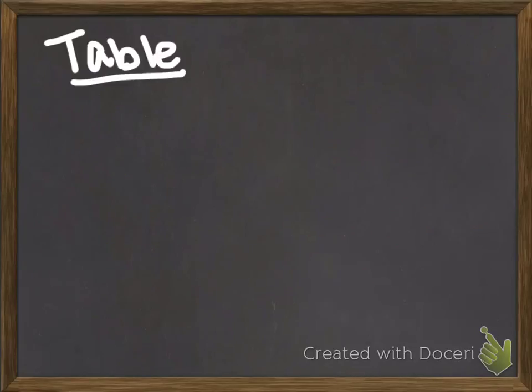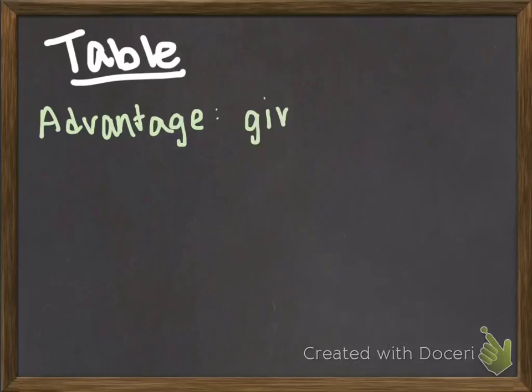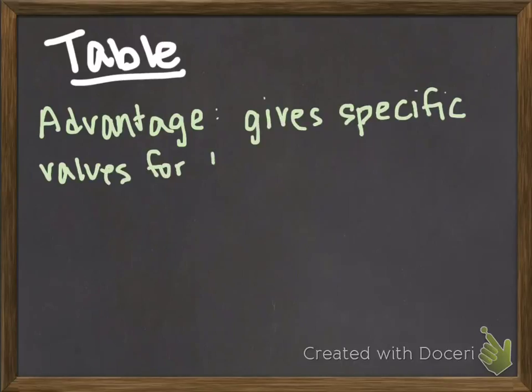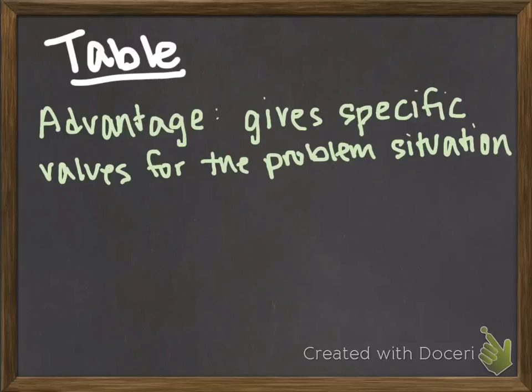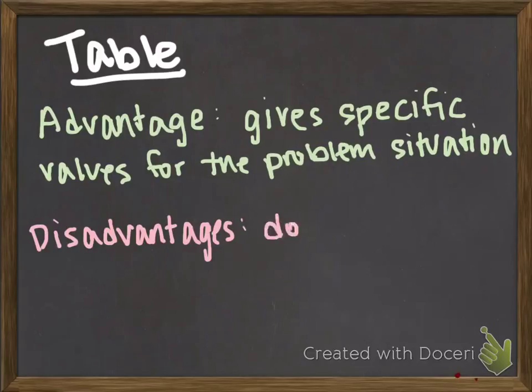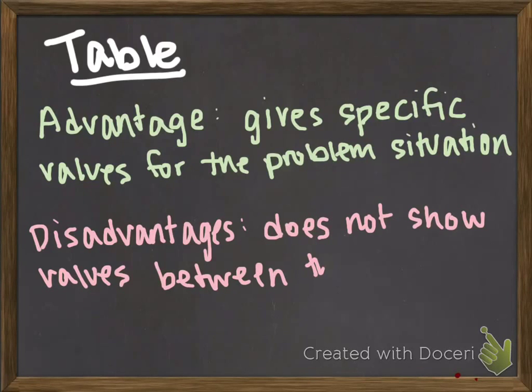The next method is a table. The advantage to a table is that it gives specific values for the problem situation. So if I need to know the situation involving the numbers 5, 10, 15, 20, a table is a great method and representation to use. The disadvantage with a table is that it does not show values between those given. So if my table has 5, 10, 15, 20, and I want to know 5.5, then I have a problem. Or if I want to know 6, it's not on my table.